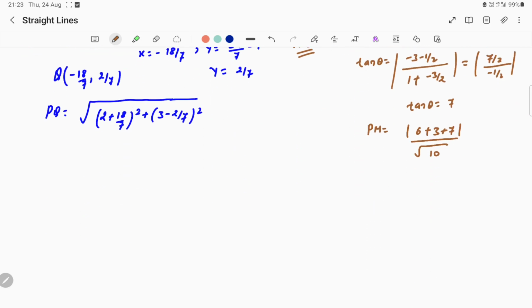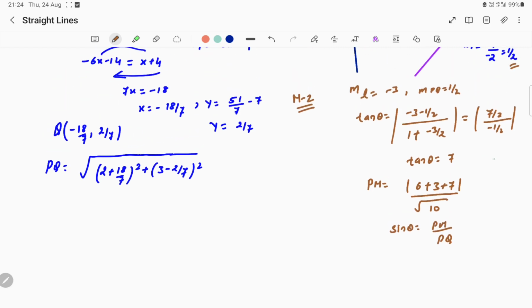So you can write sine theta, and sine theta is what? Sine theta is PM by PQ. From this tan theta you can find out sine theta, isn't it? This is 7, this is 1, so the hypotenuse is root 50. So what is the sine theta value? The sine theta value is going to be 7 by root 50.